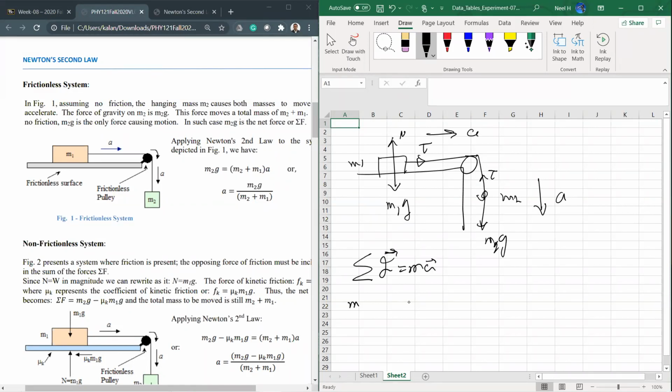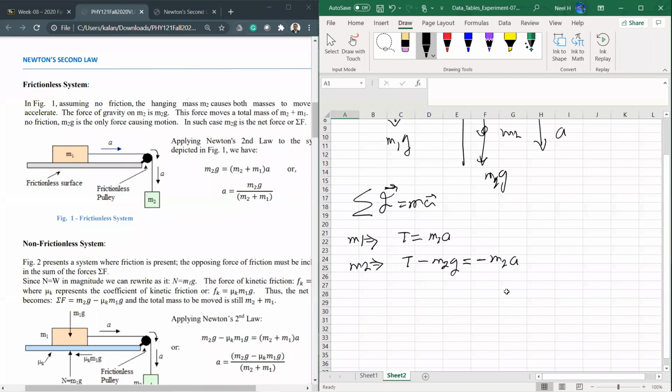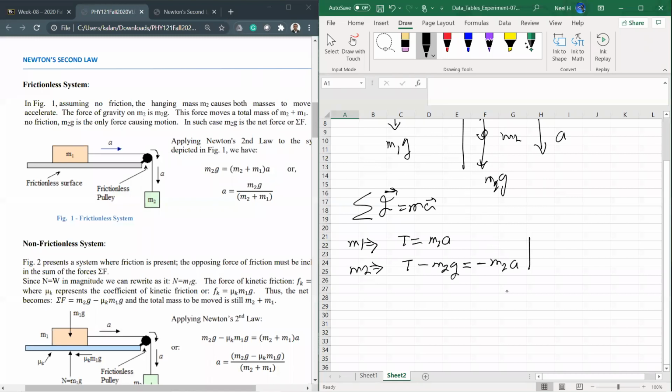Sum of all the forces is equal to mass times acceleration. For object number 1, horizontally, you will get the tension is equal to m1 times the acceleration a. Then you apply the same vertically for object number 2, and you will get T minus m2g equal to negative m2a. Then you can solve these two equations linearly to find both acceleration and the tension.